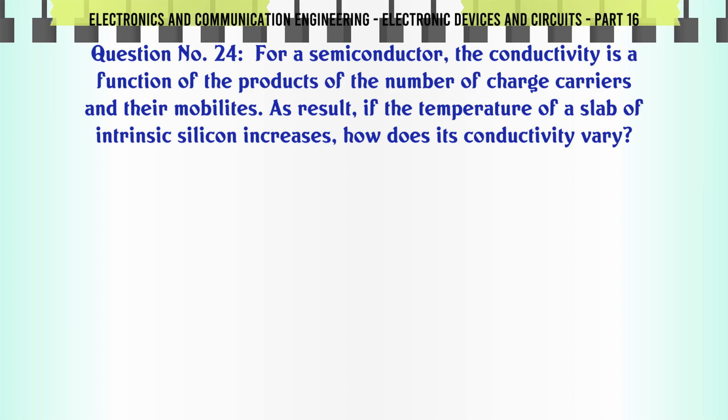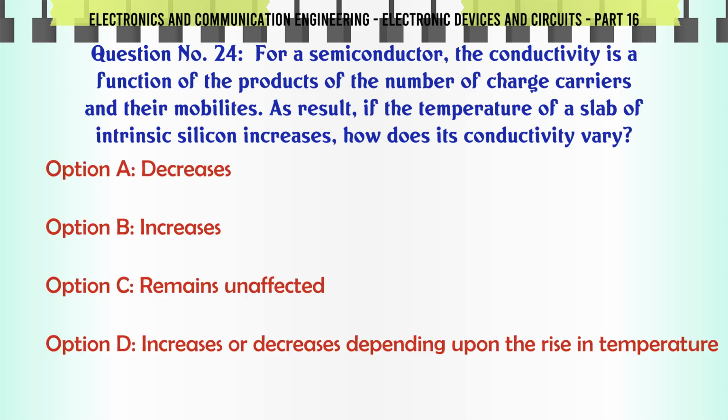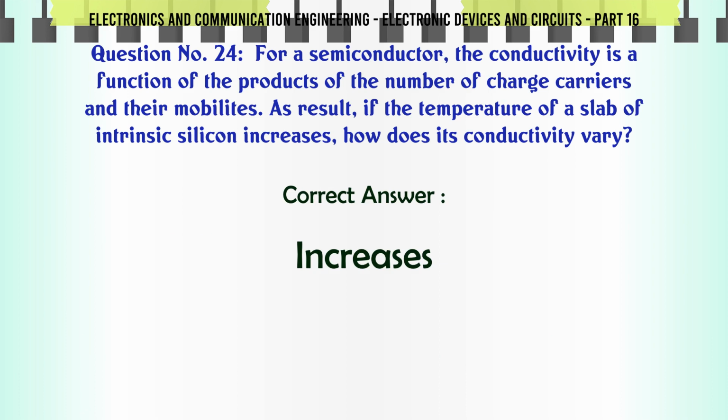For a semiconductor, the conductivity is a function of the products of the number of charge carriers and their mobilities. As a result, if the temperature of a slab of intrinsic silicon increases, how does its conductivity vary? A. Decreases. B. Increases. C. Remains unaffected. D. Increases or decreases depending upon the rise in temperature. The correct answer is increases.